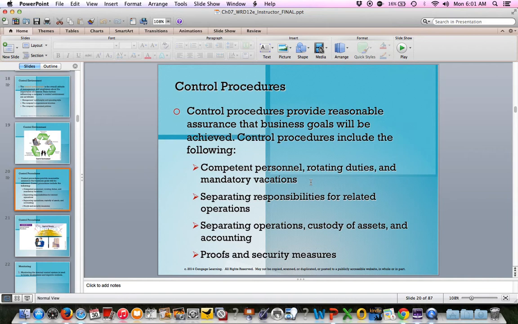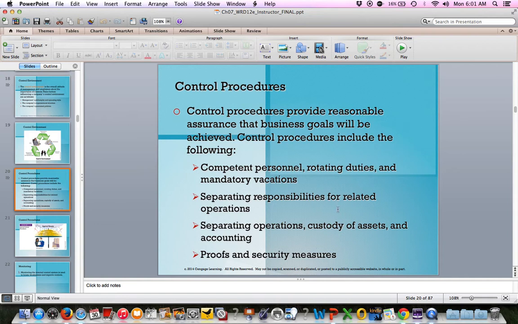So that's what they mean by mandatory vacation, requiring people to step away, take a certain time off, and let somebody else come in and do that job while they're gone. That threat will hopefully prevent a few people from trying to defraud the company.